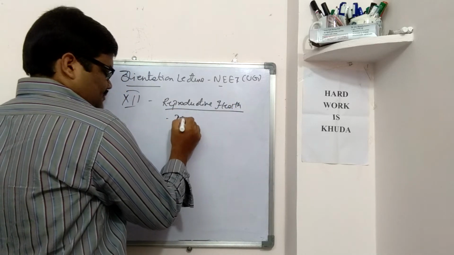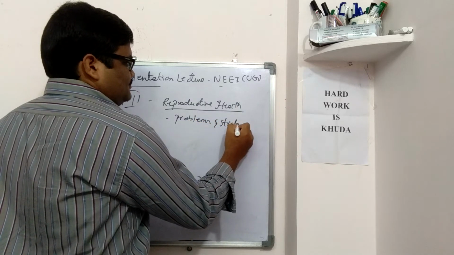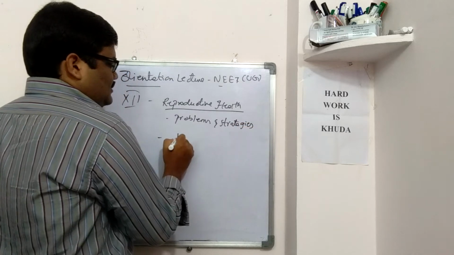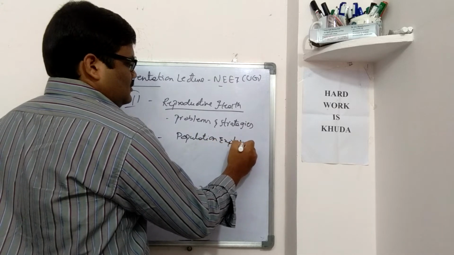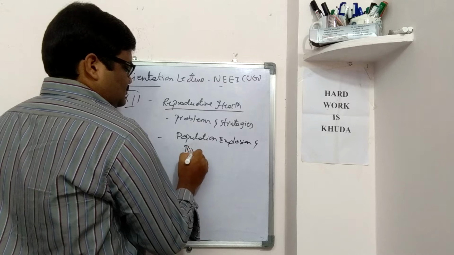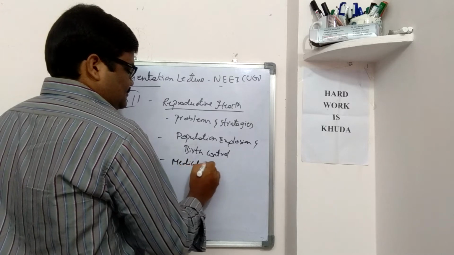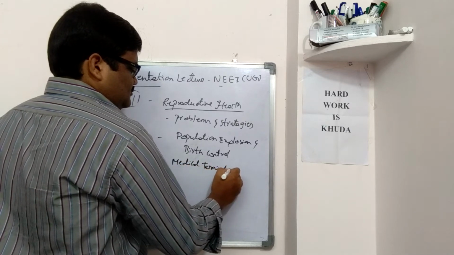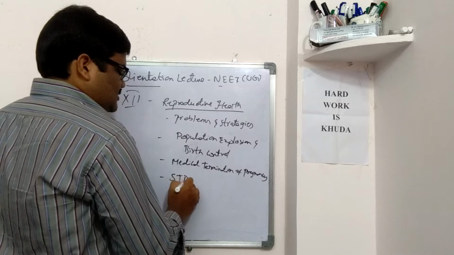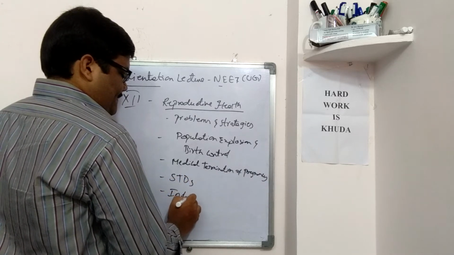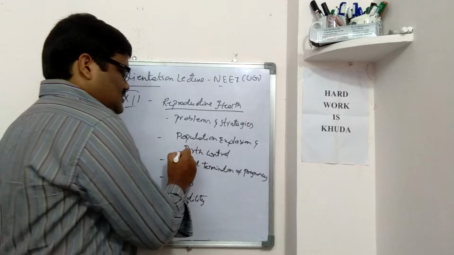It has different sub themes like problems and strategies, population explosion and birth control, medical termination of pregnancy, sexually transmittable diseases and infertility. Particularly in reproductive health, one of the most important things is, for example, birth control.